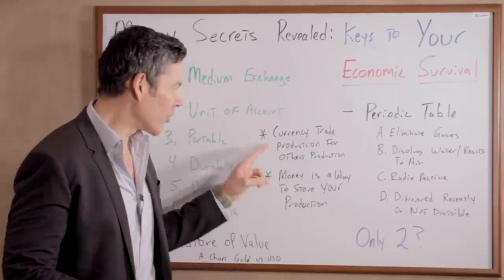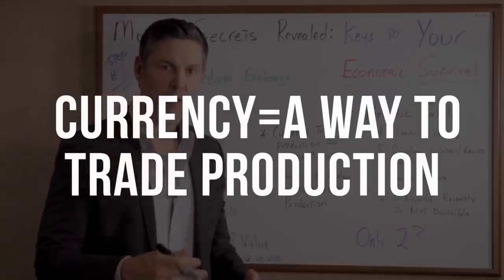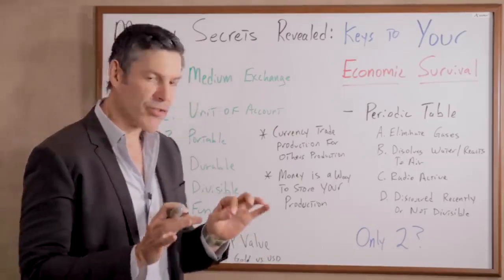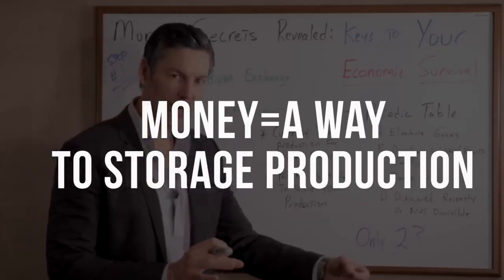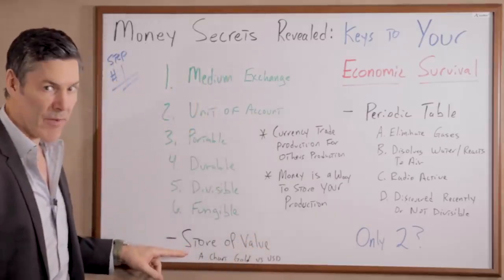The bottom line is currency is just a way for you to trade your production for another person's production. Money is a way for you to store your excess production in a way that it maintains value. In other words, a store of value.